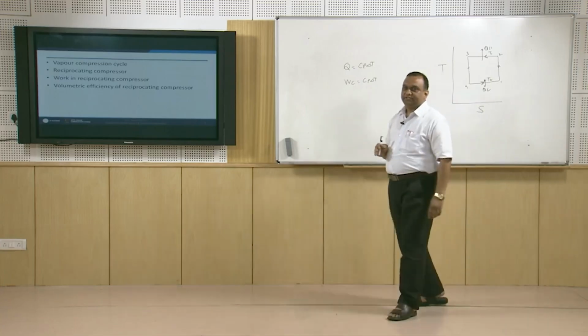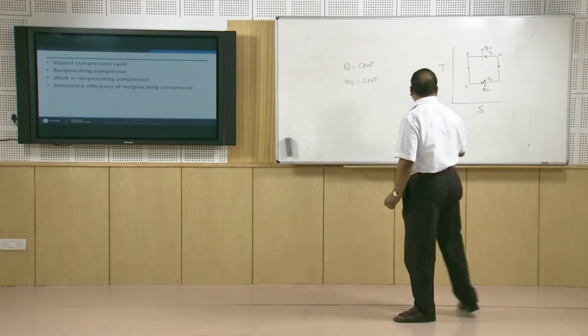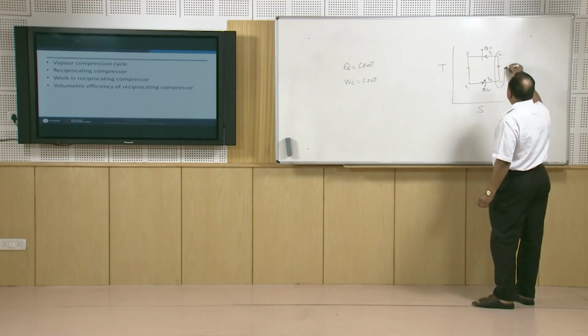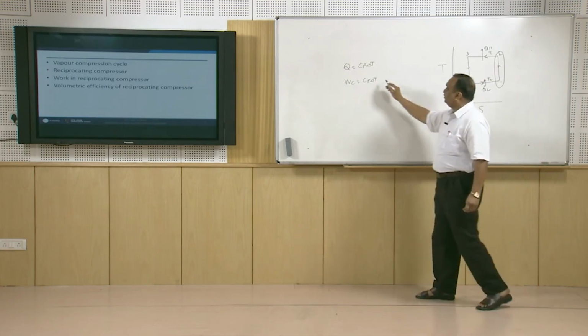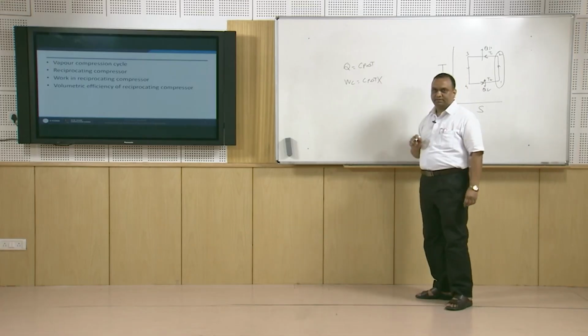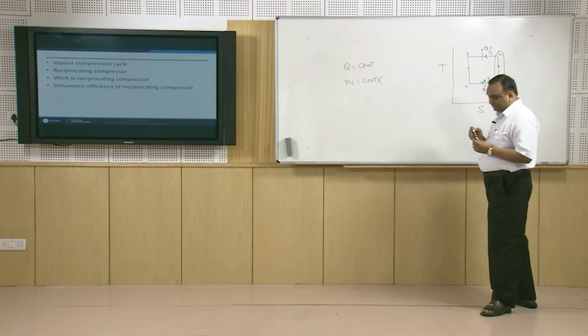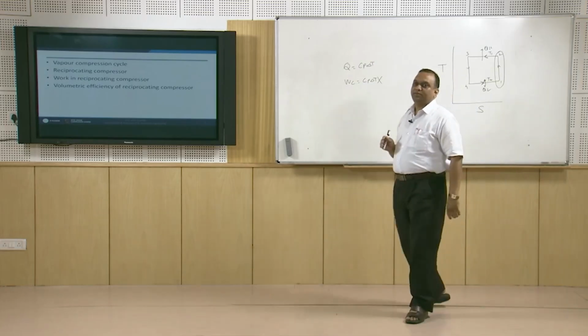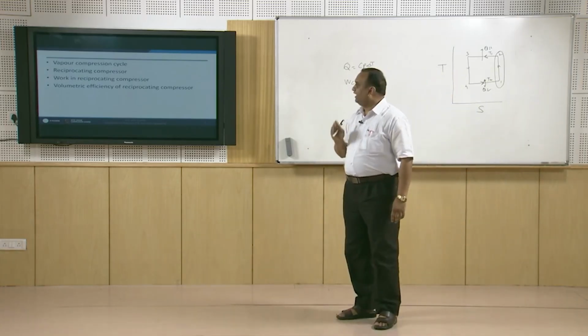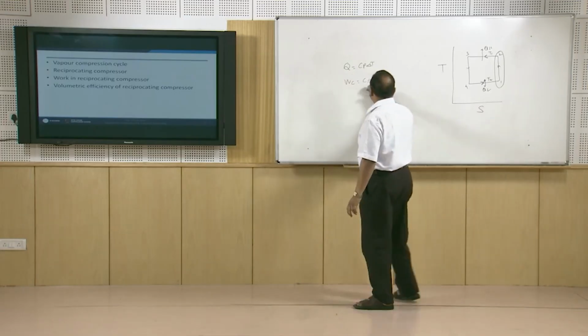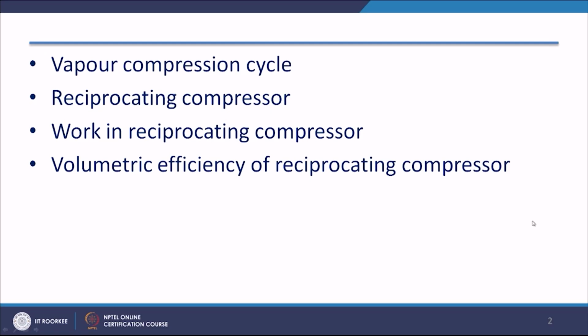In these types of machines, the compression process is very important, and in this type of compression we cannot use this formula. Most of the vapor compression refrigeration systems use reciprocating compressors. So, the analysis of the reciprocating compressor with reference to the vapor compression systems becomes important.